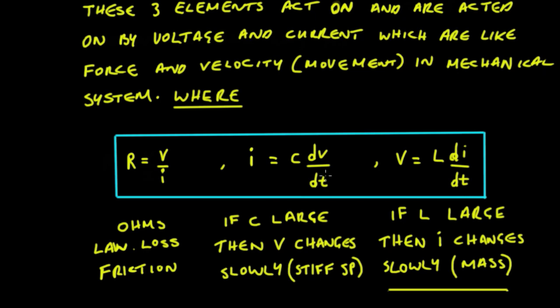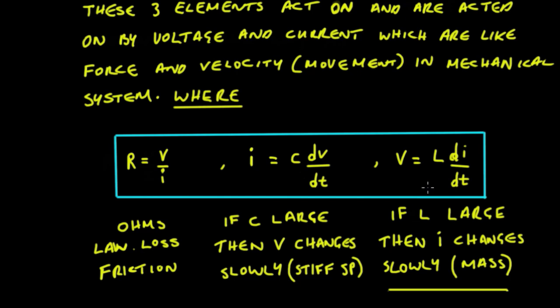So we say voltage would change very slowly with respect to time. Okay, so we would be looking at that as a kind of a very stiff spring. And if the value of C was very low, then voltage would change quickly with respect to time. So that would be a spring that isn't stiff.